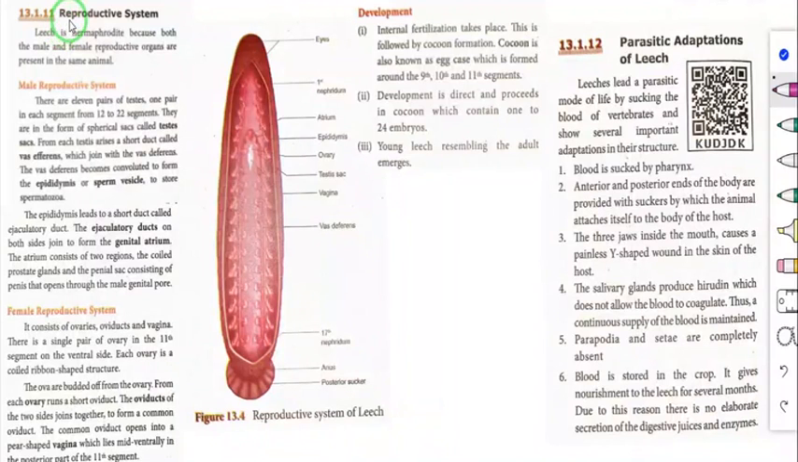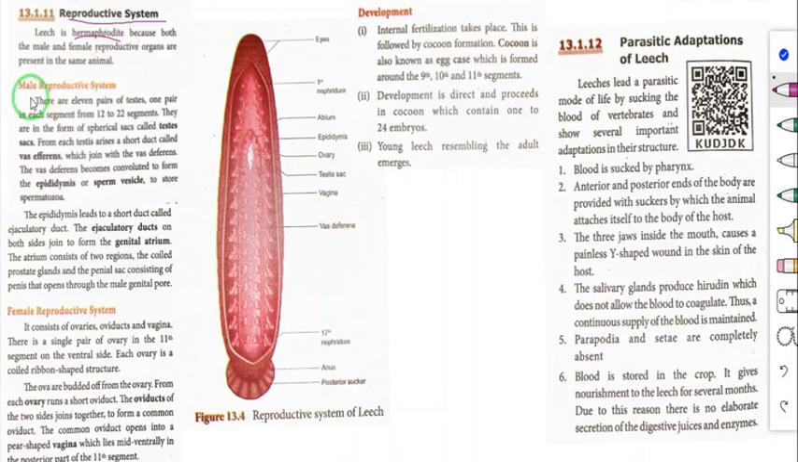Reproductive system of leech. Leech is hermaphrodite because both the male and female reproductive organs are present in the same animal. What's the meaning of hermaphrodite? The female reproductive organs as well as male reproductive organs are present in the same animal.